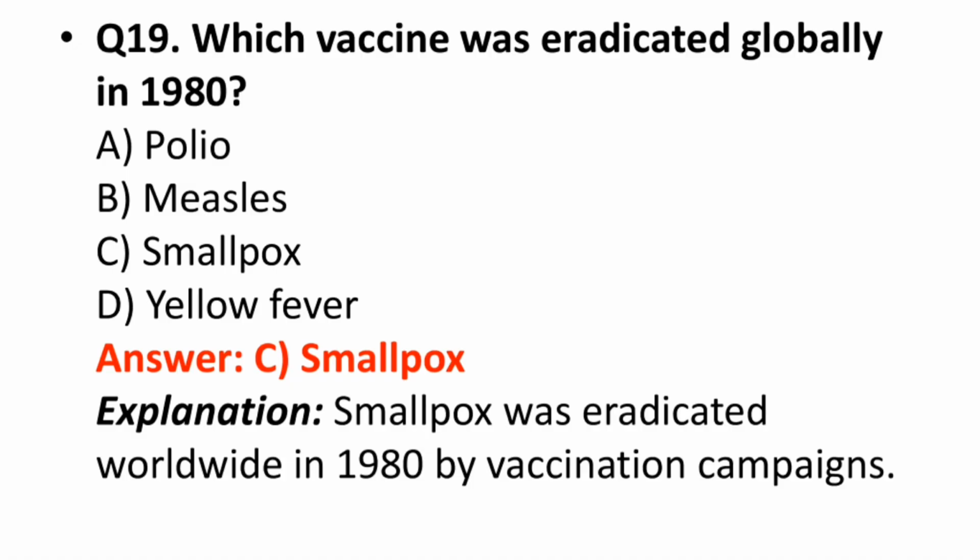Which disease was eradicated globally in 1980? Option A, polio. Option B, measles. Option C, smallpox. Option D, yellow fever. The correct answer is option C, smallpox. Smallpox was eradicated worldwide in 1980 by vaccination campaigns.